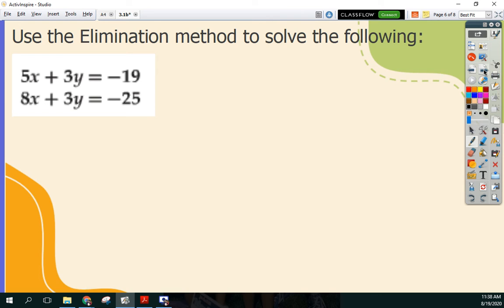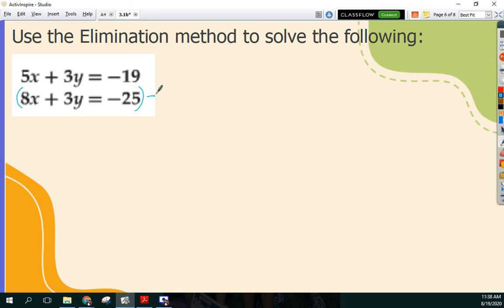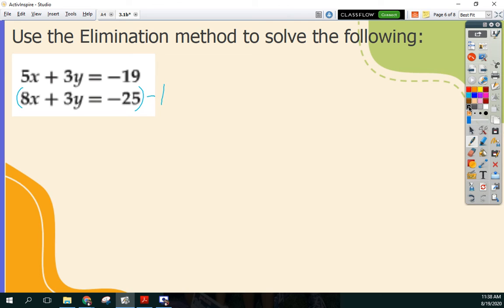So I notice right away that my y's both have a coefficient of 3. And so what we want to do, like our direction said, is to multiply by something so they have the opposite coefficient, which is nice because if I multiply one of those by a negative 1, I end up with opposite coefficients.